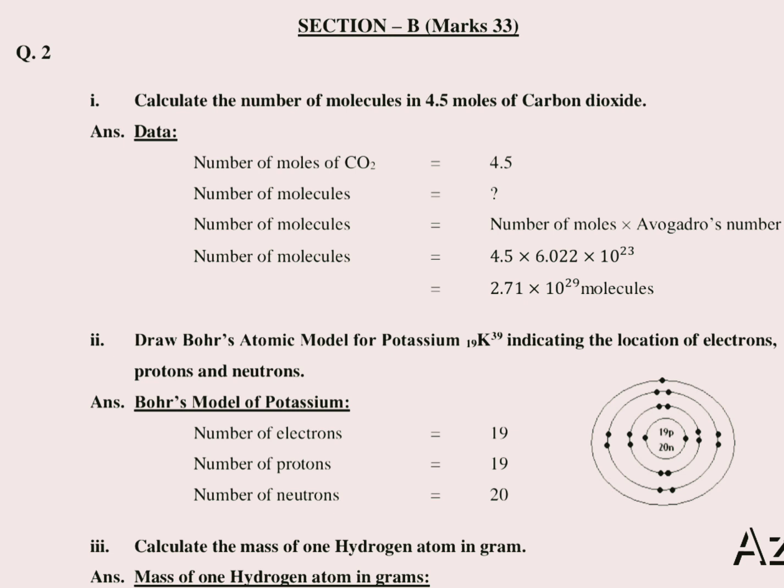So just mention it this way: the number of moles is given. You write it first in the form of an equation. Number of molecules you need to find out, so put a question mark here, then put the formula, put the values, use your calculator, and that's done. You got your 3 marks.